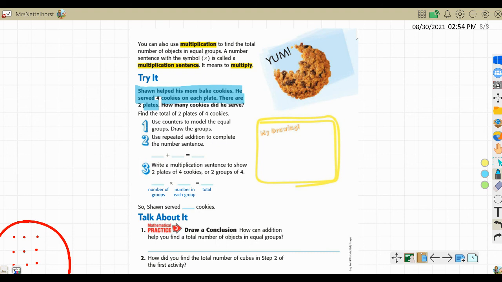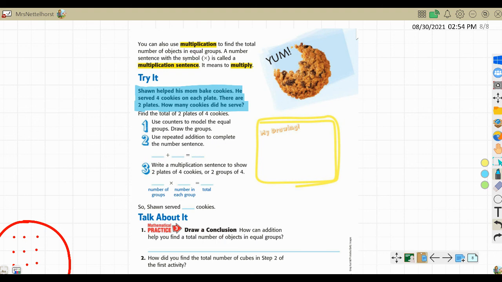Okay, now let's talk about how many cookies and how many plates there are. So Sean helped his mom bake cookies. He served 4 cookies on each plate. There are 2 plates. So in your imagination, I want you to only have 2 plates. Get rid of the other plates, or if you didn't have enough plates, get out more. And then only have 4 cookies on each plate. Now the question asks us, how many cookies did he serve? So we want to know how many cookies he's got all together on both of these plates. So we're going to find the total of 2 plates of 4 cookies.